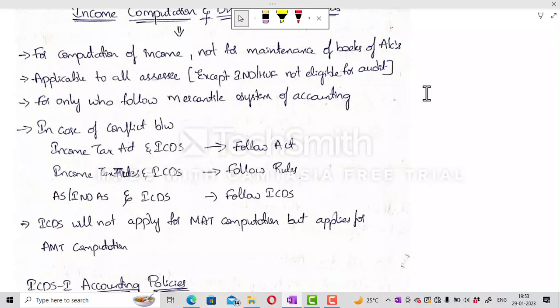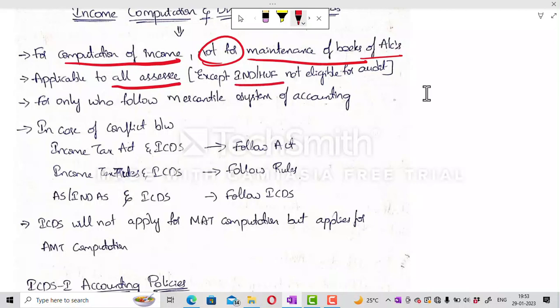The name itself tells that it is used to compute the income for the payment of taxes and disclosure for the notes to accounts. It is not for maintenance of books of accounts, it is for computation of income, and it is applicable to all the assessees, but for individual and HUF it is applicable only if they are eligible for audit. Means if they are not eligible for audit, they need not follow the standards, and it is applicable only if they follow the mercantile system of accounting. So if they follow the cash system, they need not follow this one.